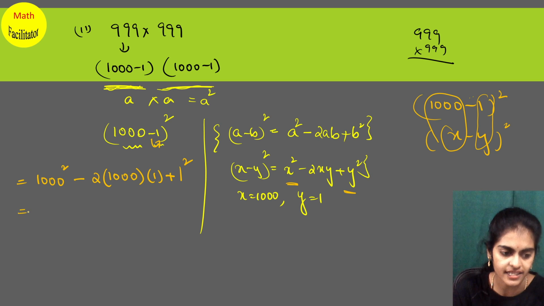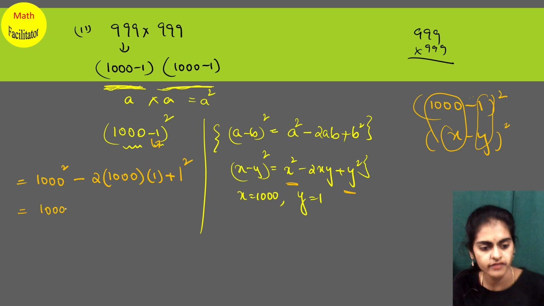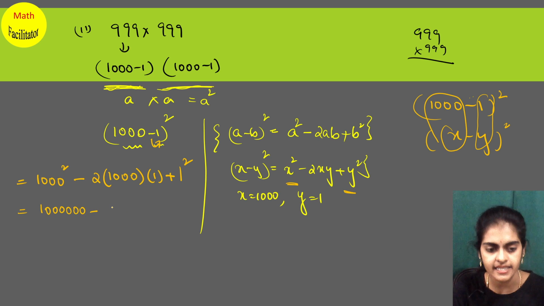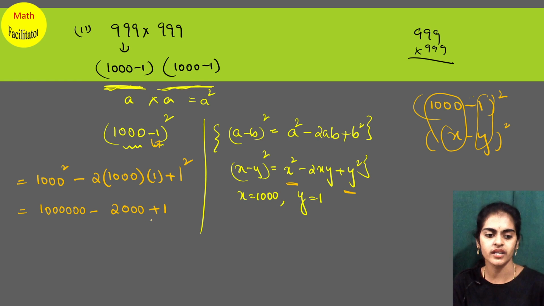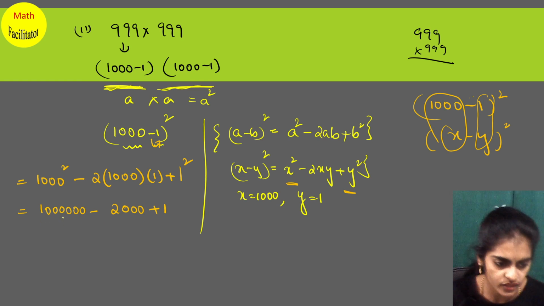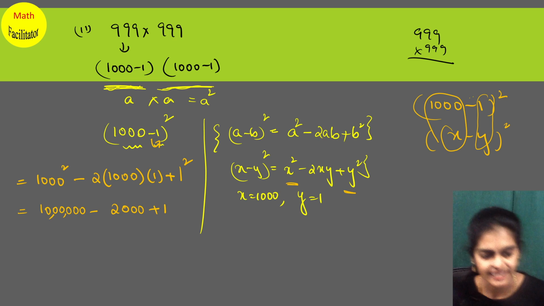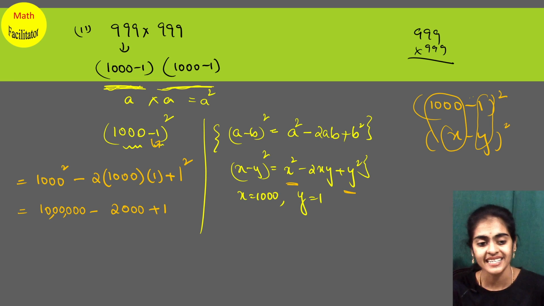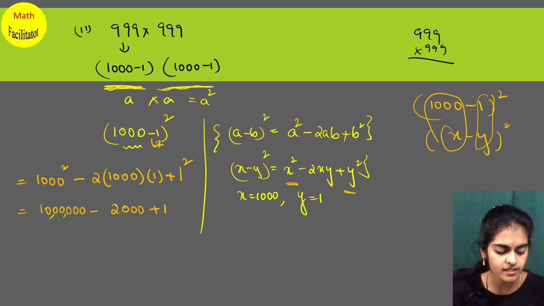So that is equal to 1000 whole square. How many zeros does it give? 3 zeros, and the square of it will give 6 zeros. Minus 2 into 1000 into 1 is 2000, plus 1. So what is the final answer you get here? 10 lakhs minus 2000, and plus 1. 10 lakhs minus 2000 will give you 9 lakh 98 thousand.